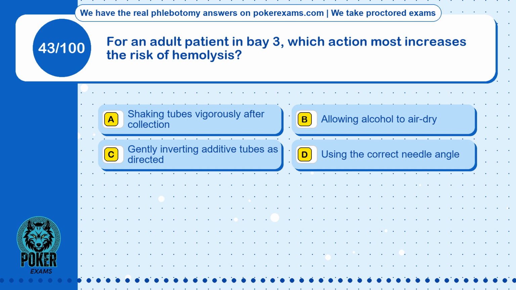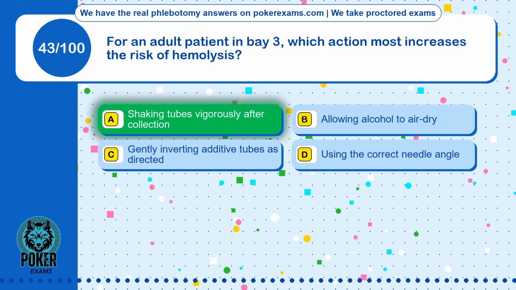Question 43. For an adult patient in BA3, which action most increases the risk of hemolysis? Option A. Shaking tubes vigorously after collection. Option B. Allowing alcohol to air dry. Option C. Gently inverting additive tubes as directed. Option D. Using the correct needle angle.